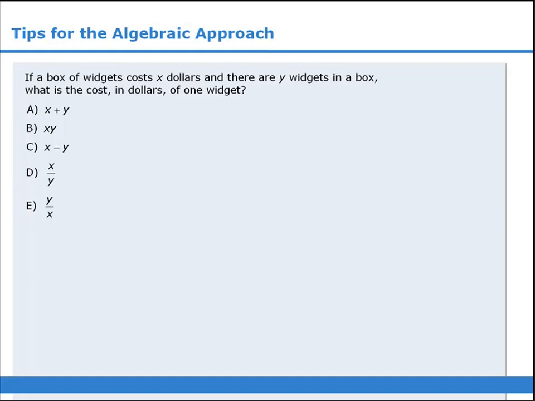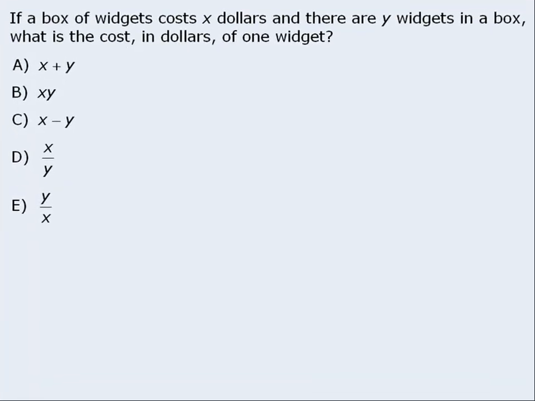In this lesson, we will examine some tips to consider when using the algebraic approach to solve questions with variables in the answer choices. To demonstrate these tips, we will solve some questions. Now in the question shown here, we are told that a box of widgets costs X dollars and there are Y widgets per box. Our goal is to determine the price of one widget. So it costs X dollars for Y widgets, and we want to find the price of one widget.